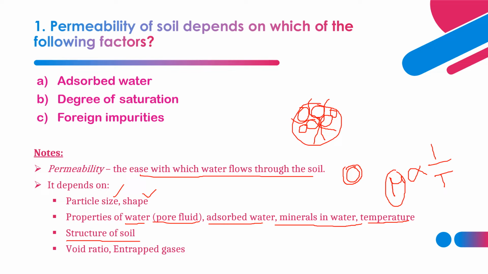And next is the structure of soil. So structure of soil affects the permeability of that soil. And also the void ratio and entrapped gases. If there is more entrapped gas, then permeability will become less. So these are the dependent conditions which affect the permeability of soil. Now we shall move on to the next question.